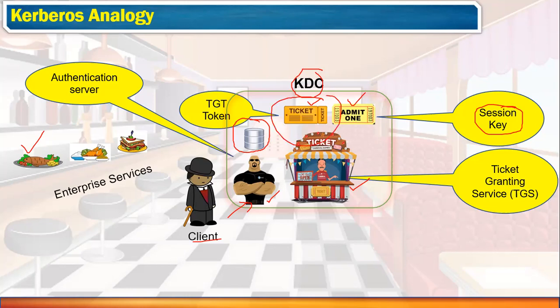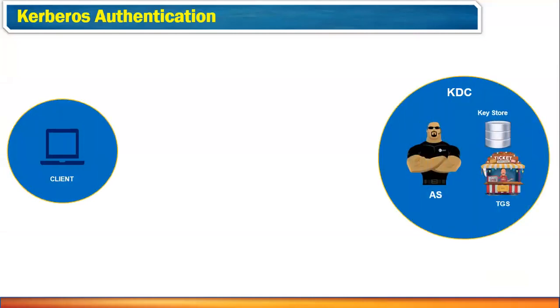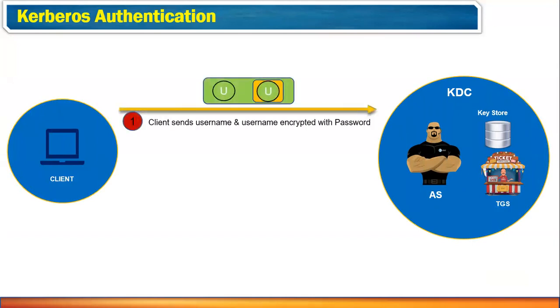Let's try to see practically how it happens with a diagram here. So you are the client, and then there is the KDC. KDC is holding your authentication server, key store, and the TGS. This can all be on the same system, or it can also be on different systems, but conceptually it is all part of your KDC. Let's see what happens when you send a request.